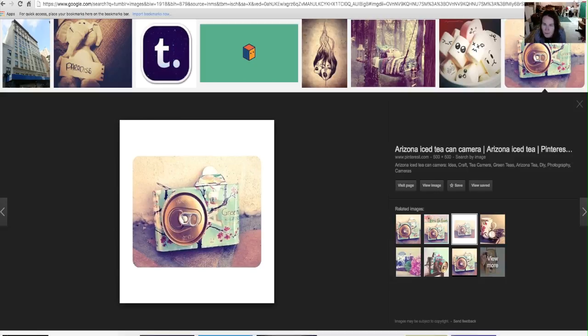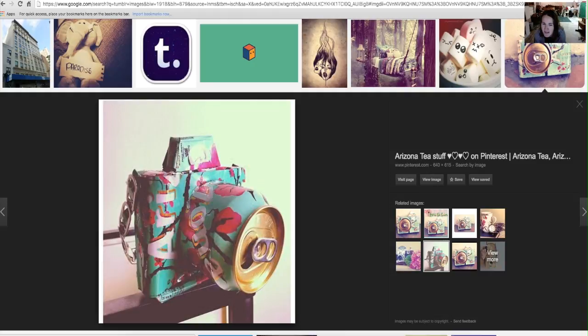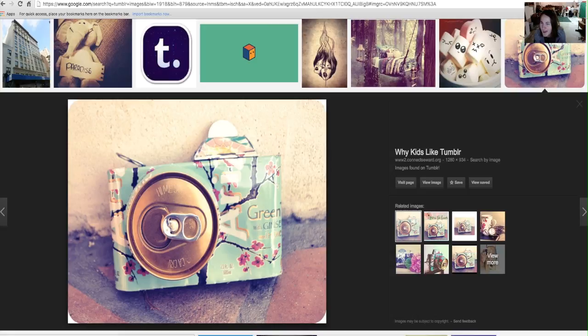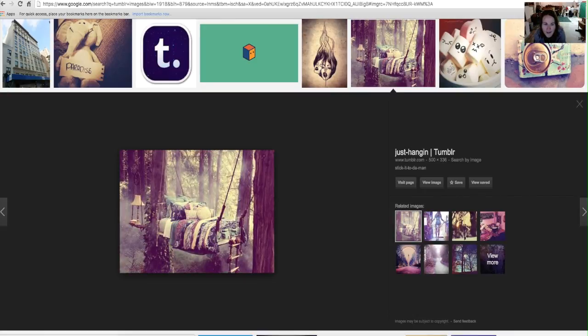What is up with people making stuff out of Arizona tea? Oh look, that's cool, a camel out of an Arizona tea. Can I have that? Someone who made that, I'm gonna find that person, or maybe I should just make it myself. Yeah. What the heck?